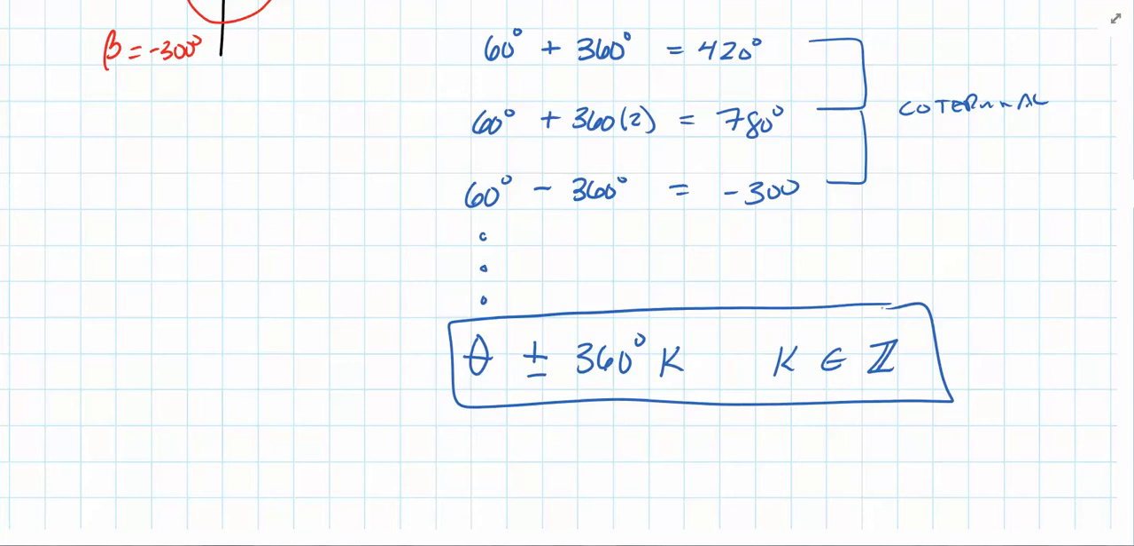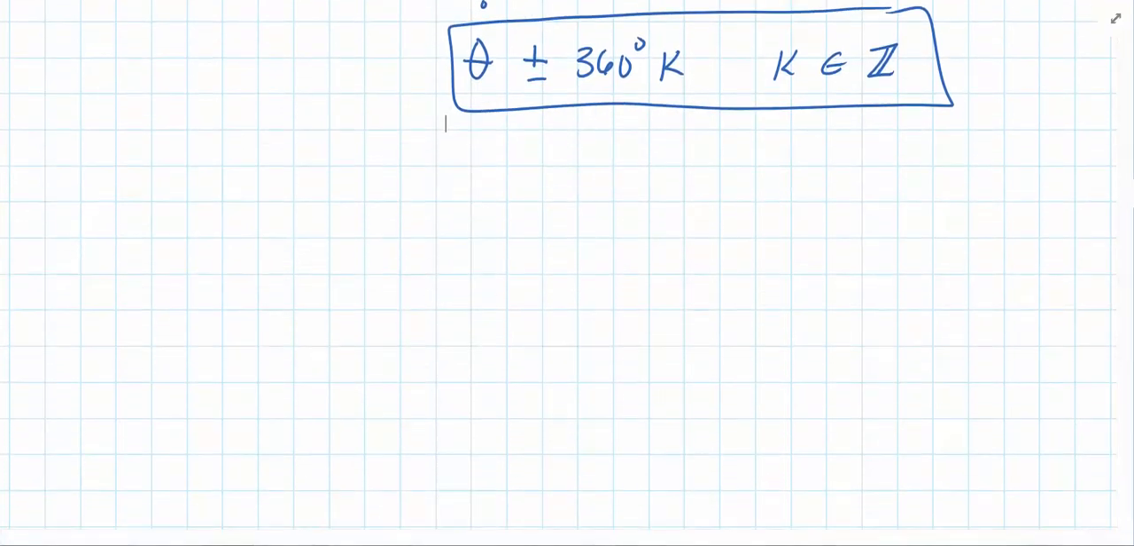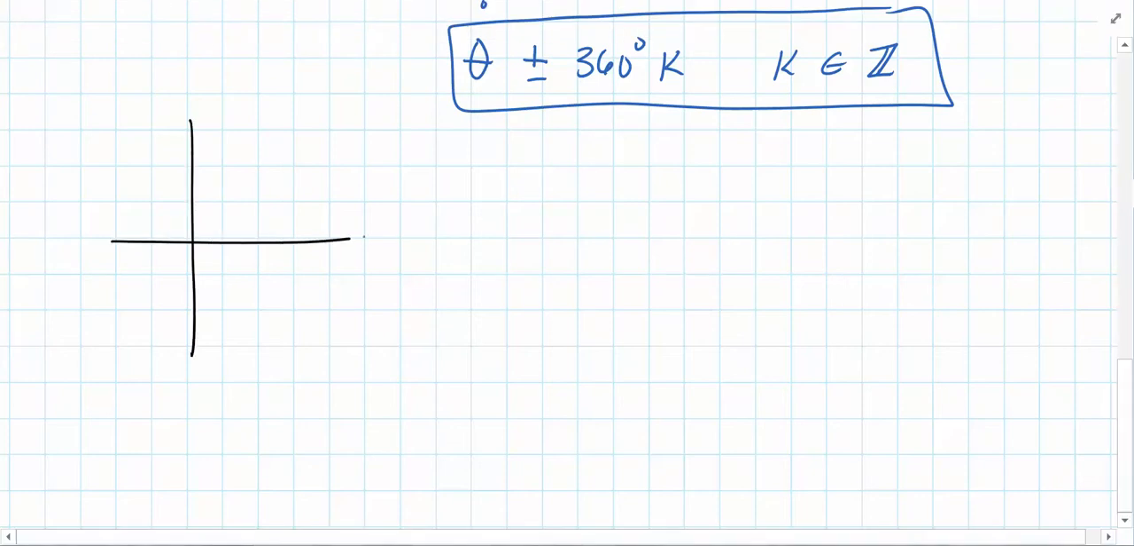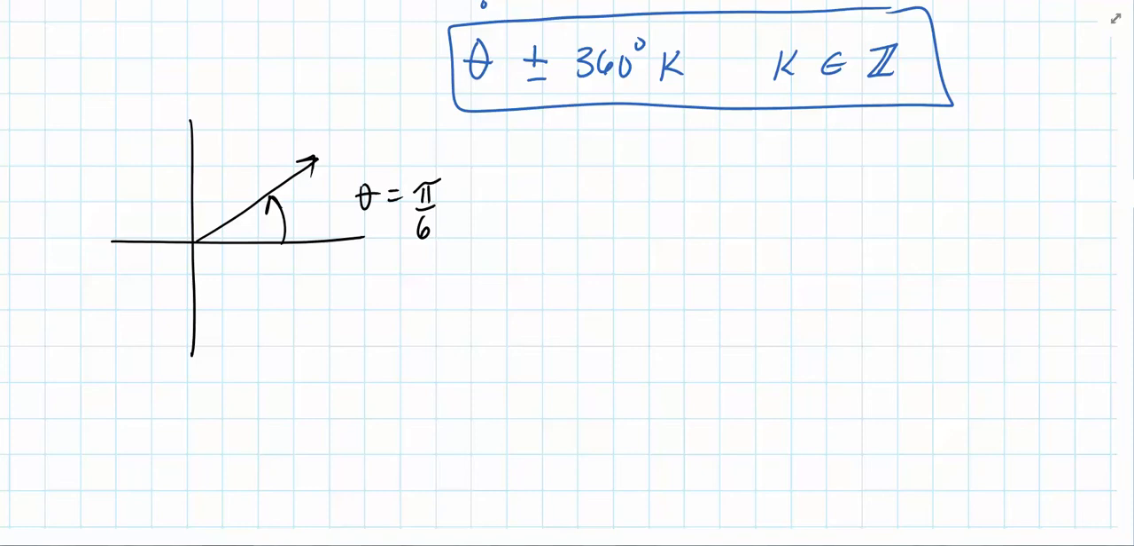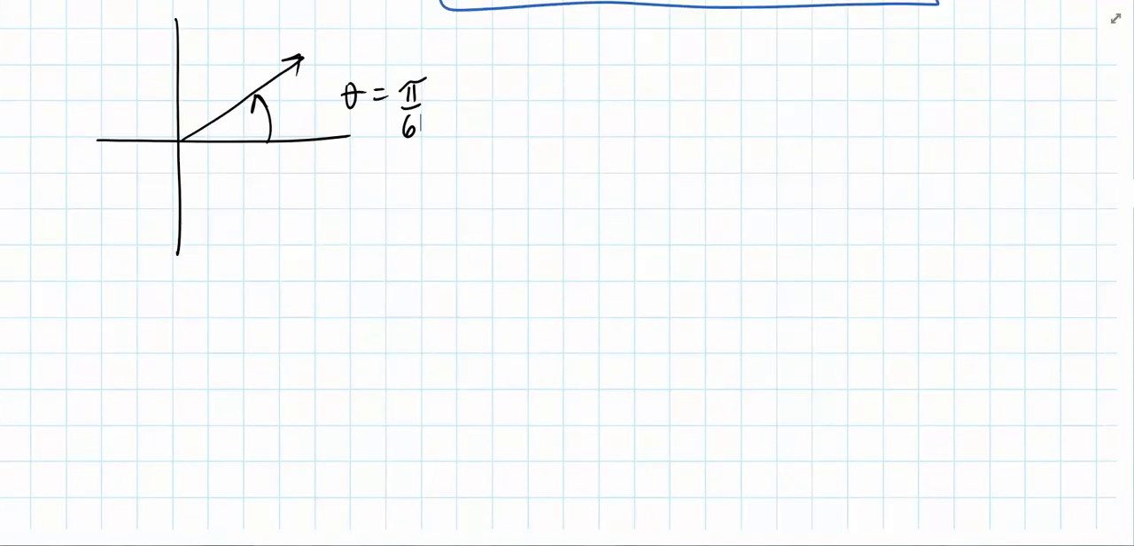Okay. Well, this trick also works for radians as well. So I'm going to give you a radian measure of pi over 6. Theta is equal to pi over 6. Can you please find for me 2 coterminal angles to pi over 6? Yes, I can. All right.